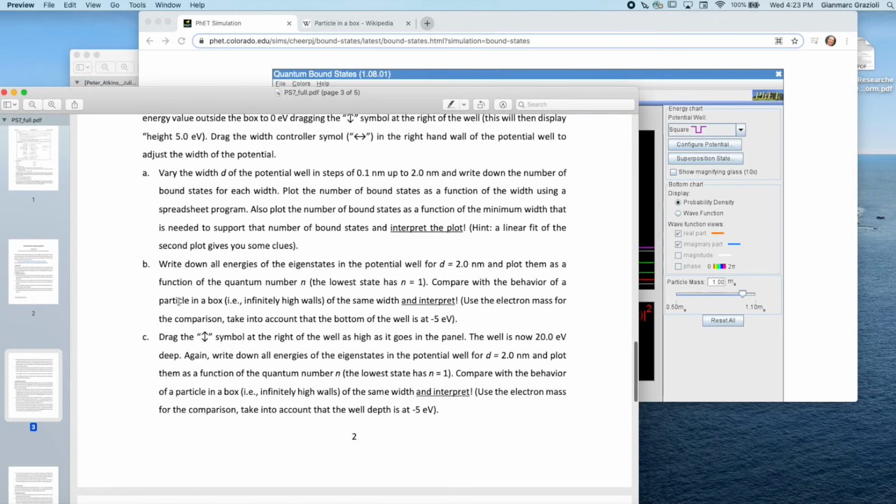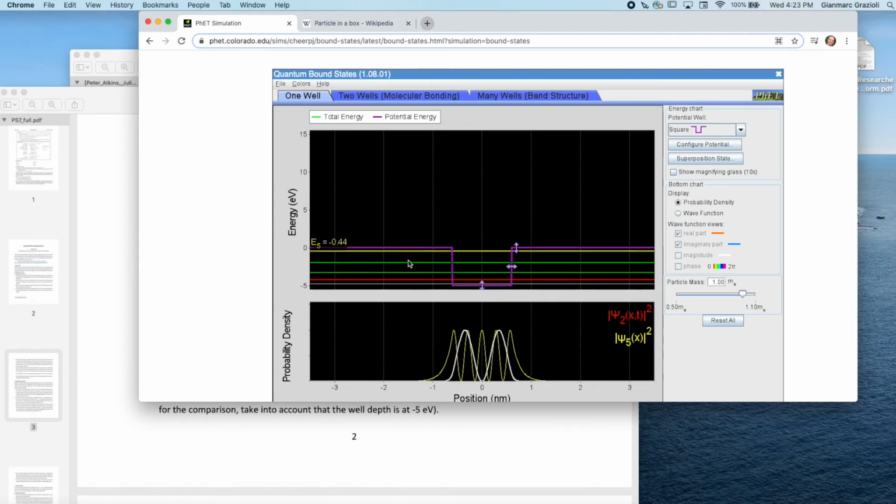Let's see. So every step of the way, write down all the energies of the eigenstates. The eigenstates are these states here. These are basically single wave functions. Because we can combine these things, and if we combine them, it's called a superposition state. But we're just talking about individual states that correspond to a single energy value.